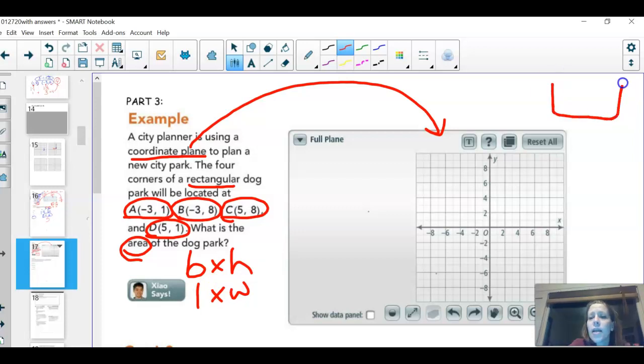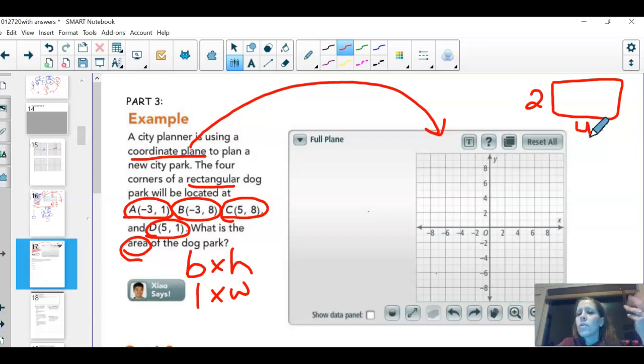So if I have a rectangle, si yo tengo un rectángulo, yo voy a multiplicar los dos lados. I'm going to multiply the 2 sides. 2 por 4, 2 times 4. The area is 8. So I need to use these points to find the area. Okay, yo necesito dibujar los 4 puntos y necesito encontrar el área de este rectángulo. Okay, so I need to find the 4 points, make a rectangle, and find the area of the park.